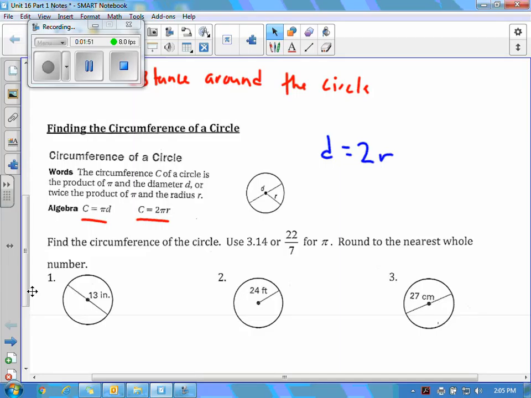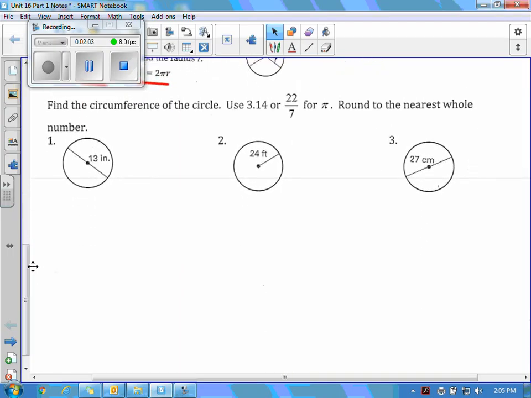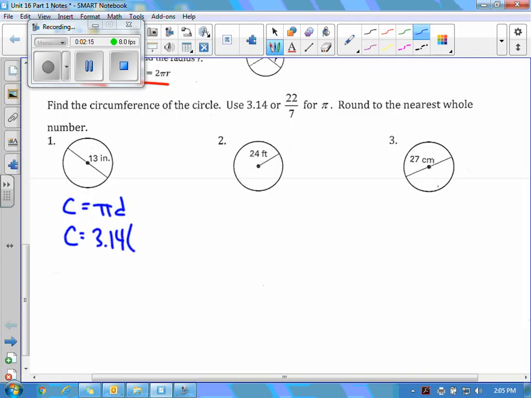It says find the circumference of the circle, use 3.14 or 22 over 7 for pi, round to the nearest whole number. I prefer that you use 3.14. You can use whatever you want, but that's what I'm going to use. So our first example, we have a circle with a diameter of 13. You notice the diameter because it goes all the way across the circle. So our circumference is just going to be pi times diameter, 3.14 times 13. I plug it in my calculator and round to the nearest whole number. I get 41 inches.